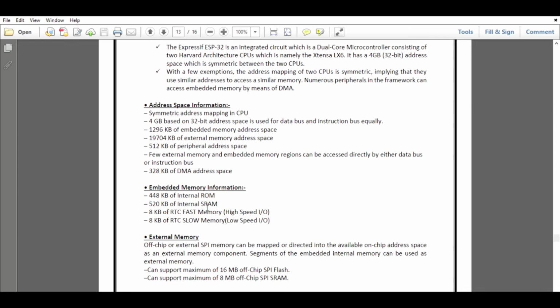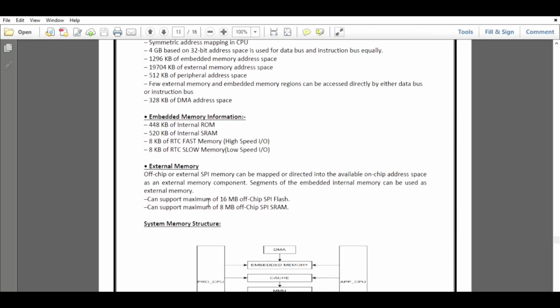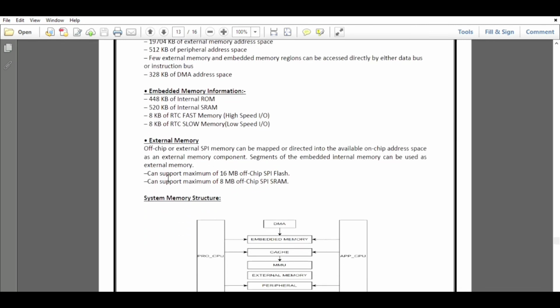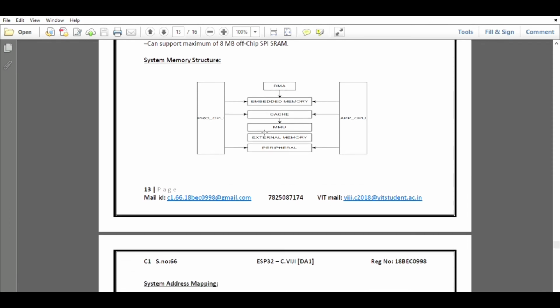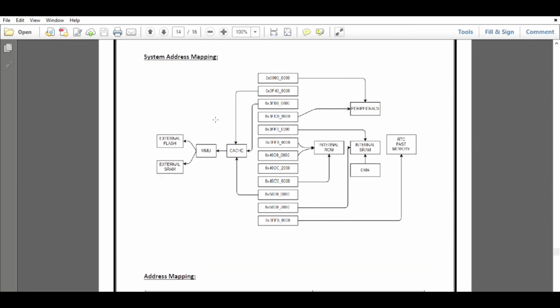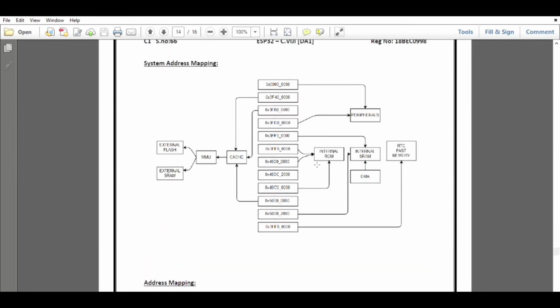448 KB of internal ROM and 520 KB of internal SRAM and 8 KB of RTC fast low memory of high speed and low speed input output ports. That is the embedded memory information. Here the external memory can support a maximum of 16 MB of off-chip SPI flash and 8 MB of off-chip SPI RAM. This is the system memory structure of DMA, embedded memory, cache, and MMU external memory peripherals that are connected with APP CPU and Pro CPU. This is the address mapping of the system.